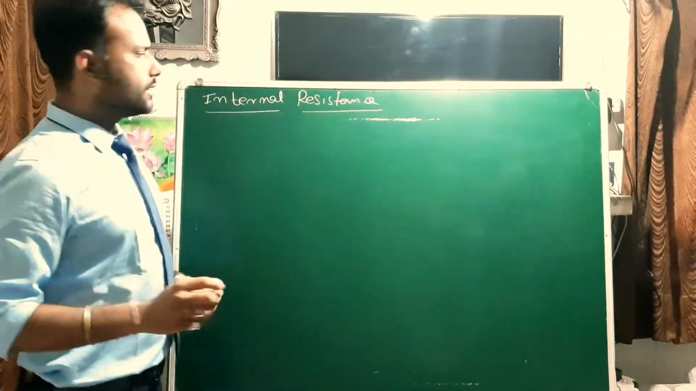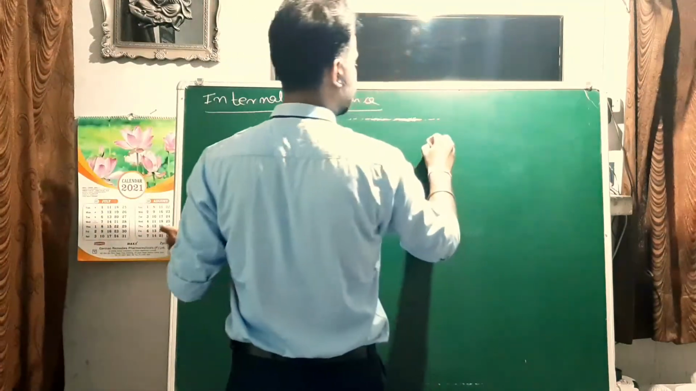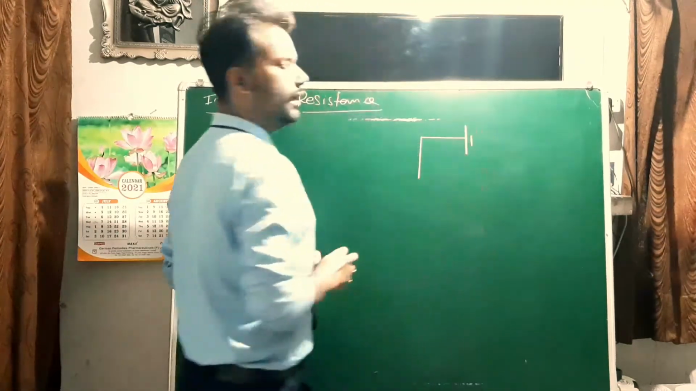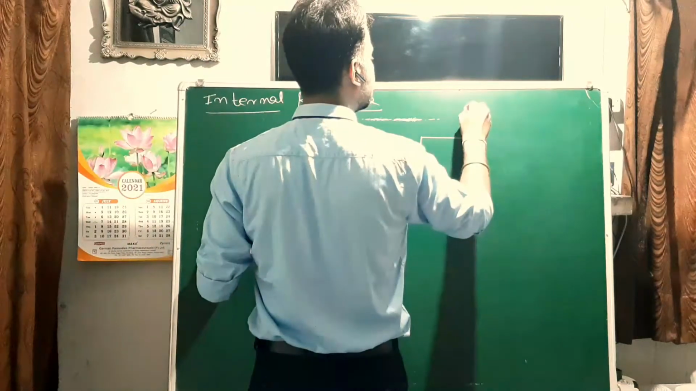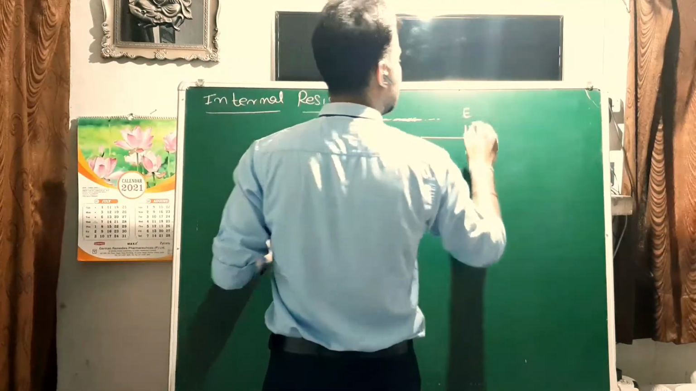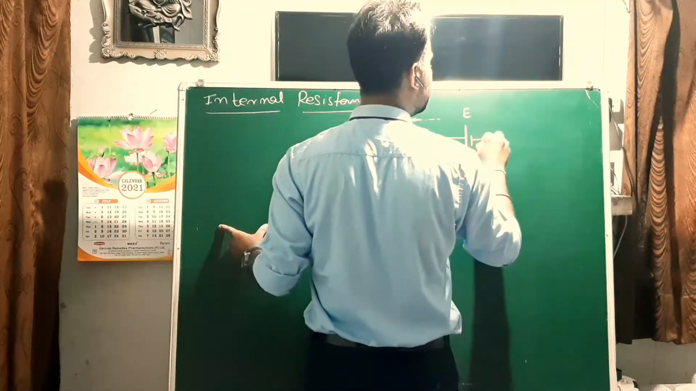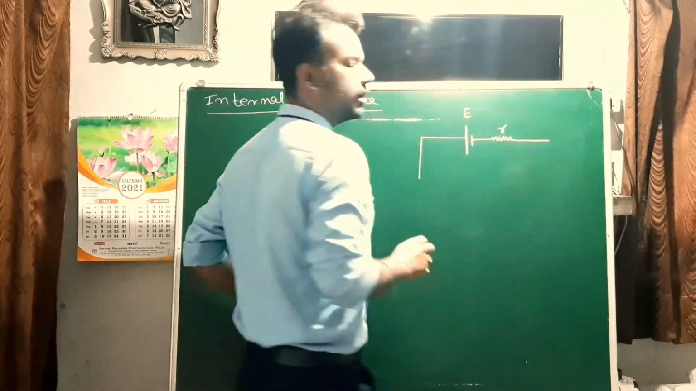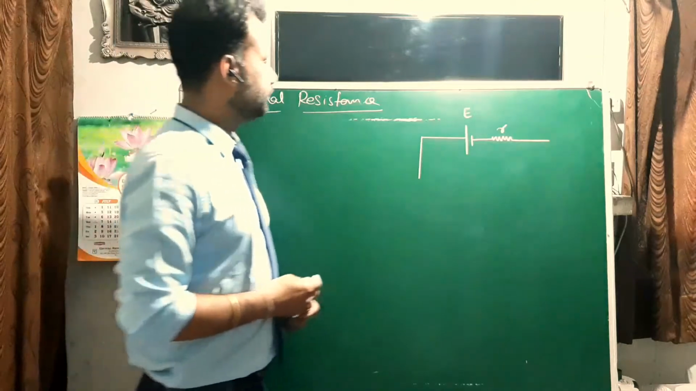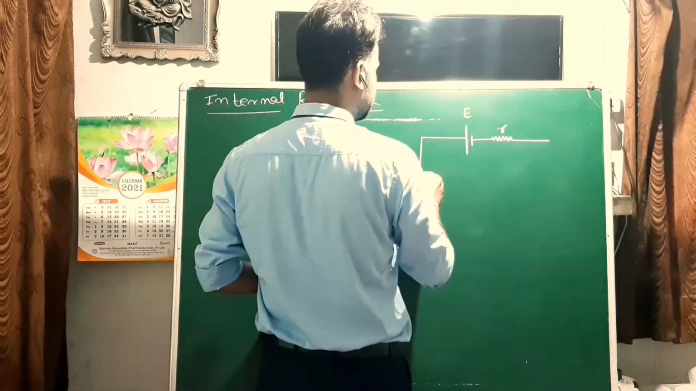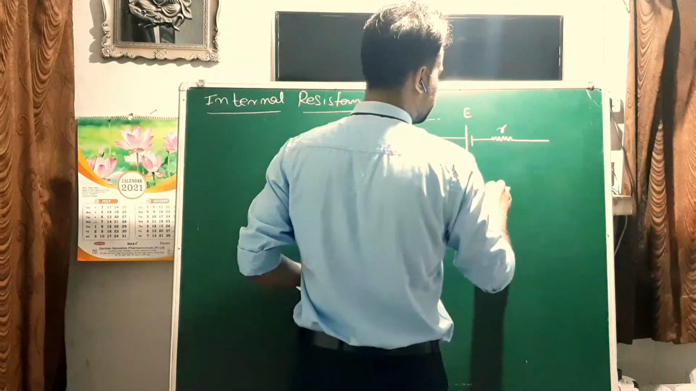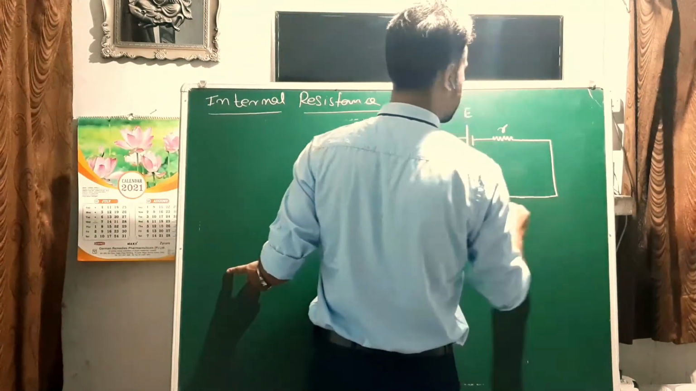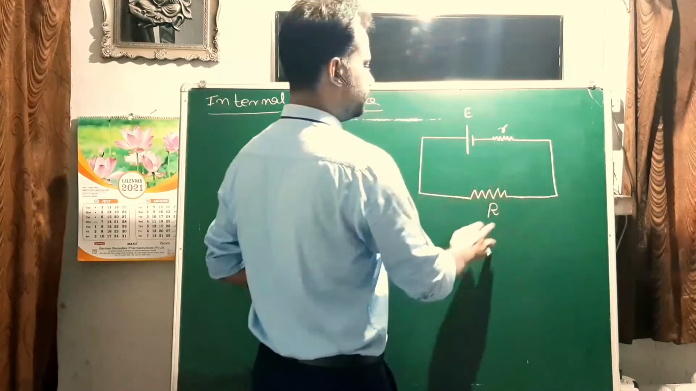Okay, consider an electrical circuit. This is a cell having EMF E, and let this be the internal resistance r of the cell. This is the external circuit, external resistance, R.